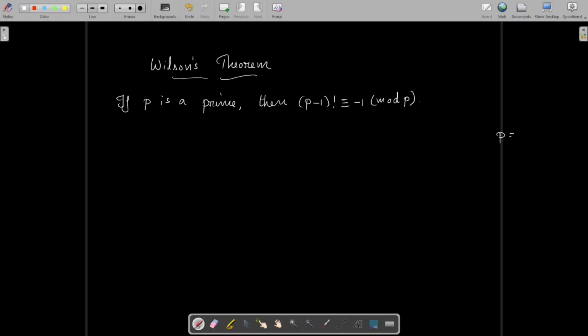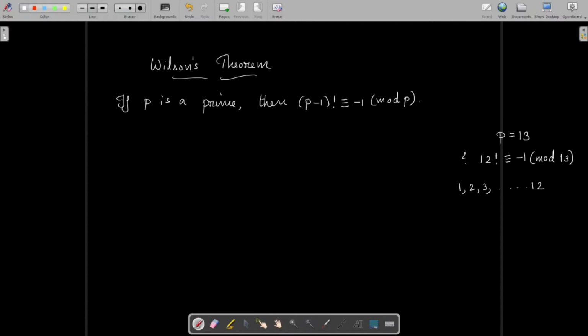We consider the prime p equal to 13. We are to show that (p minus 1) factorial, that is 12 factorial, is congruent to minus 1 mod p, that is mod 13. So we have to prove this result. For that, we consider the integers 1, 2, 3, etc., up to p minus 1, that is here 12.